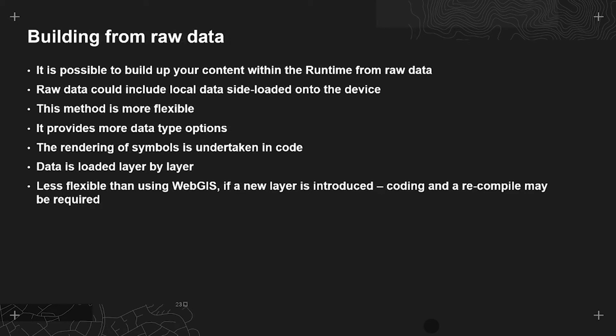There's also an option to completely build your content up from raw data. Raw data could include local data sideloaded onto your device. This method is far more flexible. It provides more data type options, but the rendering of symbols has to be undertaken in code, and this can be quite time consuming. Data is loaded layer by layer, so this is less flexible than WebGIS. If a new layer is introduced, coding and a recompile will be required.